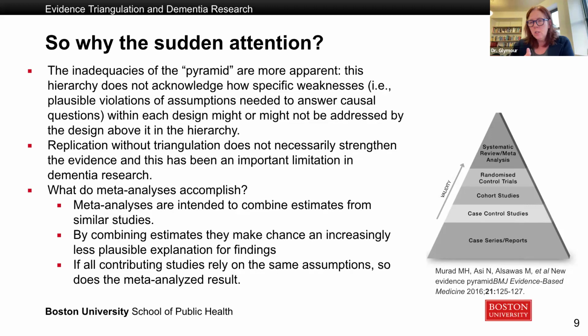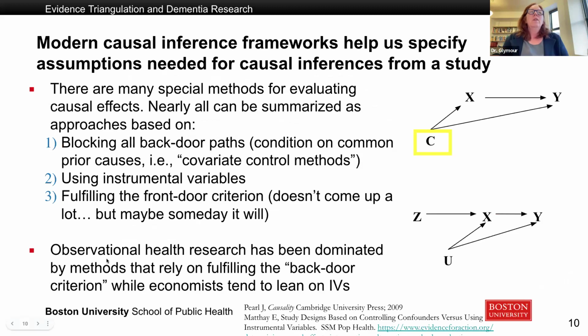And this has been an important limitation in dementia research in particular, but I think elsewhere in epidemiology as well. I want to mention meta-analyses because I think of evidence triangulation as a framework for evidence integration and synthesis, and meta-analyses are probably the predominant tool in our field to integrate evidence. But meta-analyses are really intended to combine estimates from similar studies. By combining estimates, they make chance an increasingly less plausible explanation for findings, so you can get better and better confidence intervals. But if all of the contributing studies rely on the same assumption, then the meta-analyzed result also relies on that assumption. It really has not solved your problems at all. So our dominant tool for evidence integration actually kind of explicitly avoids evidence triangulation.